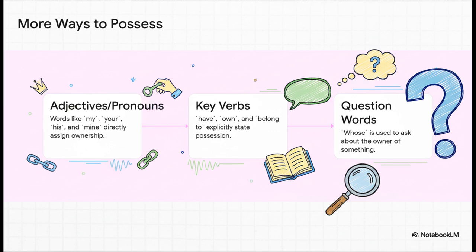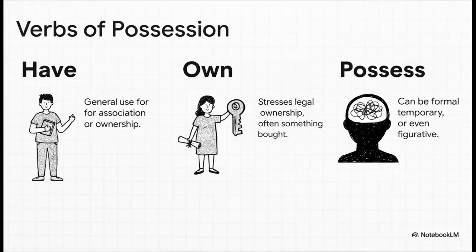And of course, the language has a special question word, whose, that exists for one reason and one reason only, to find out who something belongs to. And even inside that group of verbs, there are these subtle little differences. To have something is pretty general, but to own it, that usually implies you bought it, you have a legal right to it. And to possess something, that can sound more formal, or it can be totally figurative, like being possessed by a feeling or a great idea.